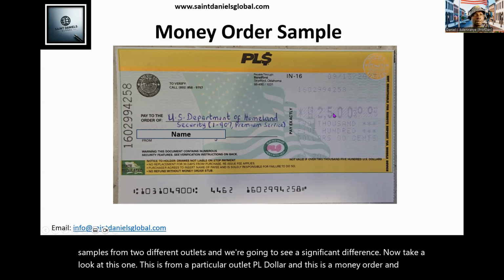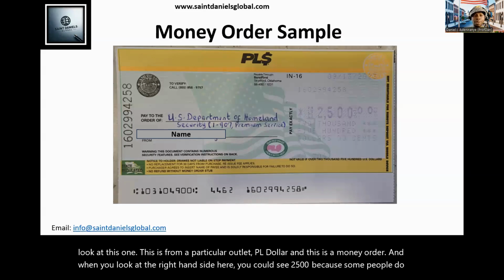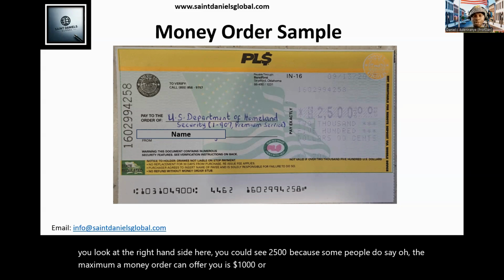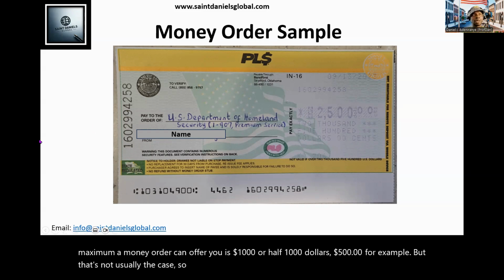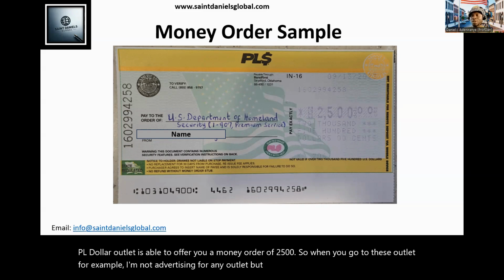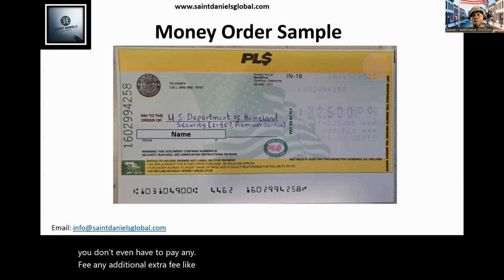And when you look at the right-hand side here, you could see 2,500 because some people do say, oh, the maximum a money order can offer you is $1,000 or half of $1,000, $500, for example. But that's not usually the case. So it depends on the outlets you go to. In this case, the PL Dollar outlet is able to offer you a money order of 2,500. I'm not advertising for any outlet, but when you go to this outlet, you don't even have to pay any additional fee like $1, $2, $3, $4, or $5 that other outlets collect.